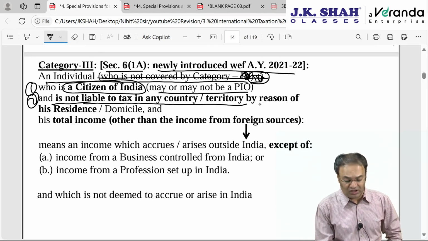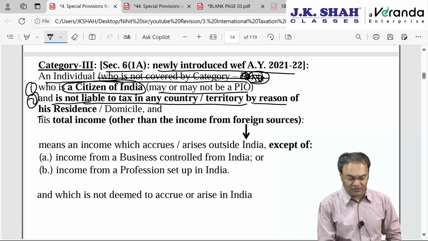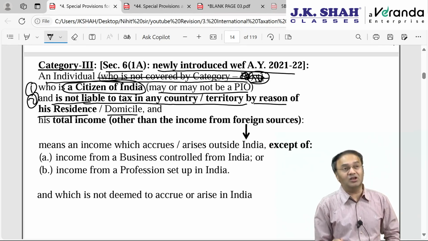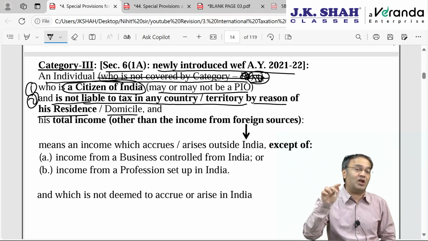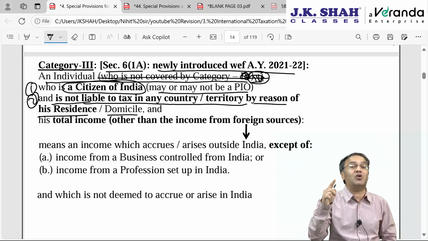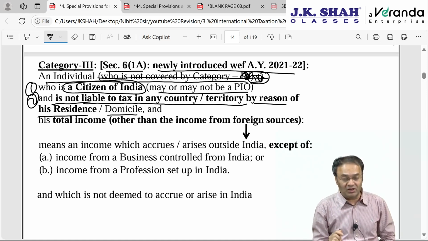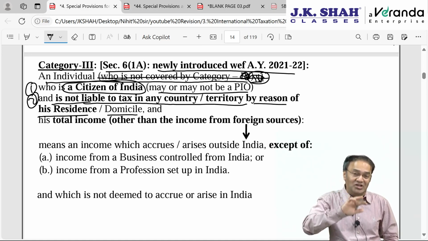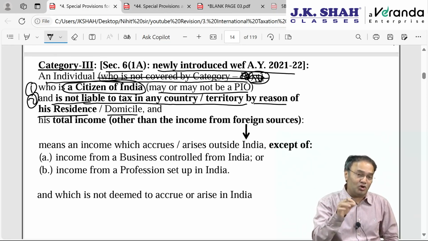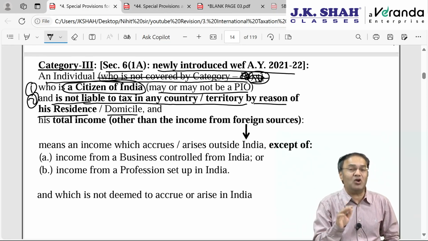other country or territory other than India by reason of his residence or by reason of his domicile. It doesn't say that he is not liable to tax in any country. It says not liable to tax in any other country by reason of his residency or domicile. Meaning thereby he is not getting taxed in that other country because he is not a resident of that country or not domiciled in that country. That is why he is not getting taxed there.